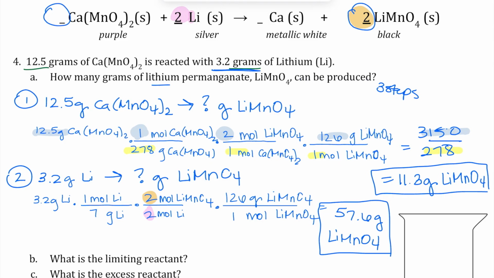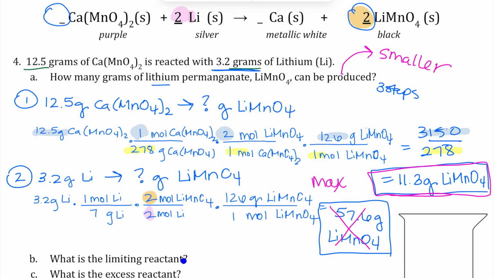And however much can be produced, that is the smaller of our 2 options. And so it's not the 57.6, the 11.3 is the maximum amount that can be produced. That's our theoretical yield. And that means that all of our 12.5 grams of calcium permanganate gets used up, and then the reaction stops once we've made 11.3 grams of product. We have more than enough lithium, which is why it gave us a larger number.